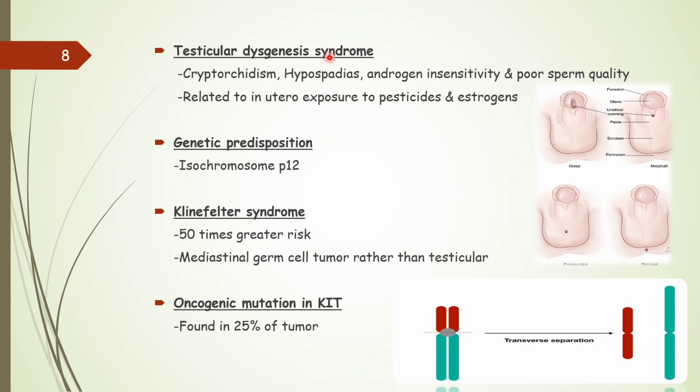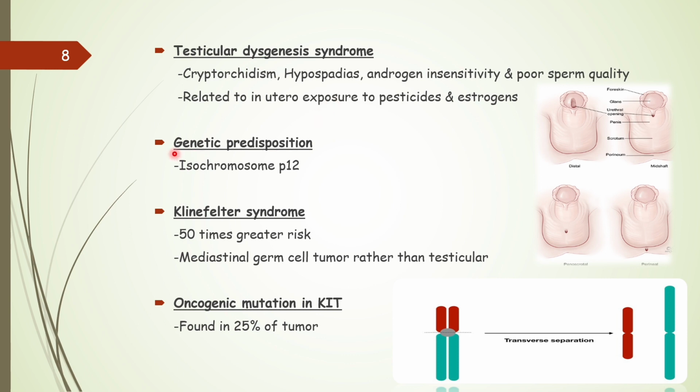Another important risk factor is testicular dysgenesis syndrome. It means the patient has cryptorchidism, hypospadias, androgen insensitivity, and poor sperm quality. So that could put you at risk for the development of testicular tumor. It is related to in utero exposure to pesticides and estrogen. Now, what is hypospadias? Hypospadias means the urethral opening is not in the middle, but underneath the penis. The opening could be distal, mid shaft, penoscrotal, or perianal. But in fact, it is not in the middle. It is underneath the penis. That is hypospadias, an abnormal urethral opening.